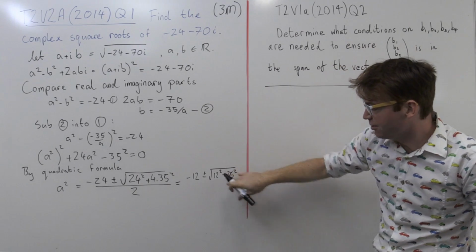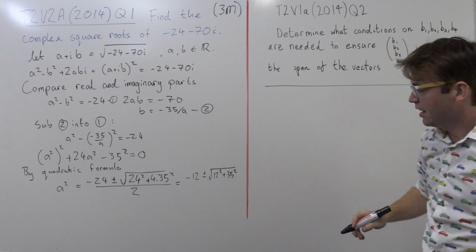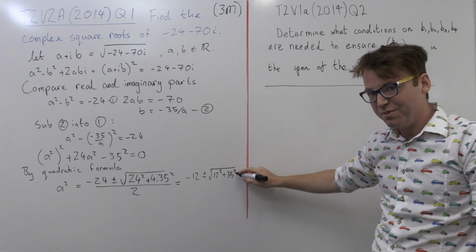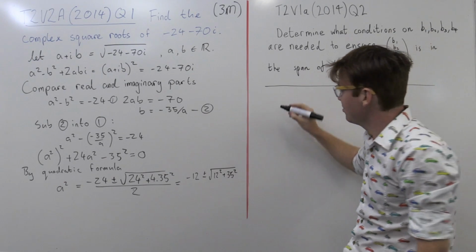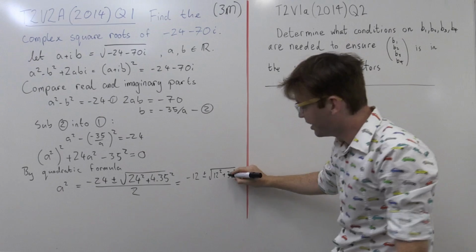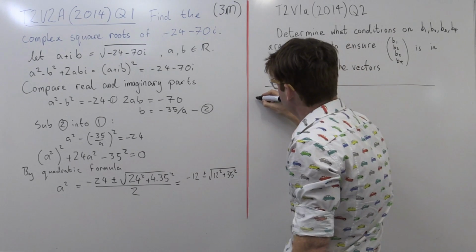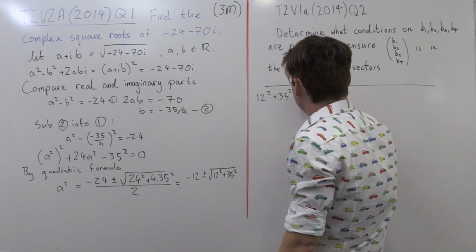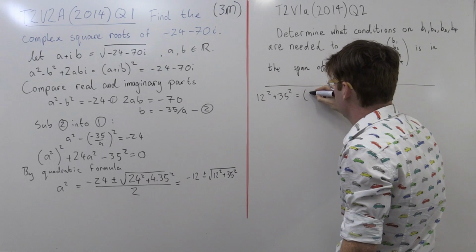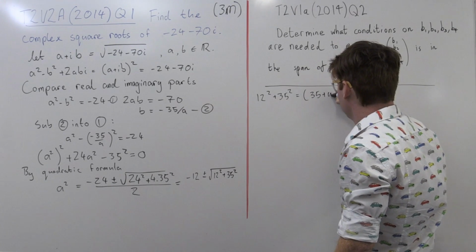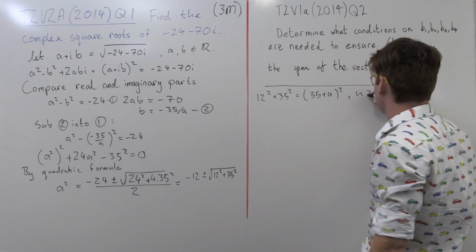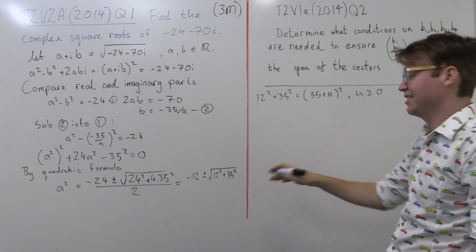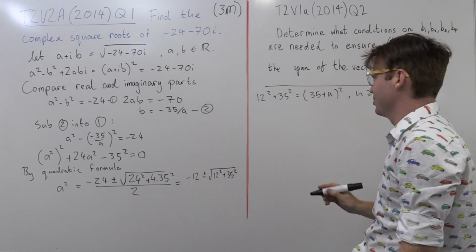So I need some method of finding out what this is. I think it's going to be a perfect square. So let's see what happens. It's going to be something a little bit bigger than 35. So maybe I'll say 12 squared plus 35 squared is equal to (35 plus a little bit, u) squared, u greater than or equal to 0. That's my suspicion. Because I'm in a test, I think this is going to work out okay, but I don't know what it is yet.